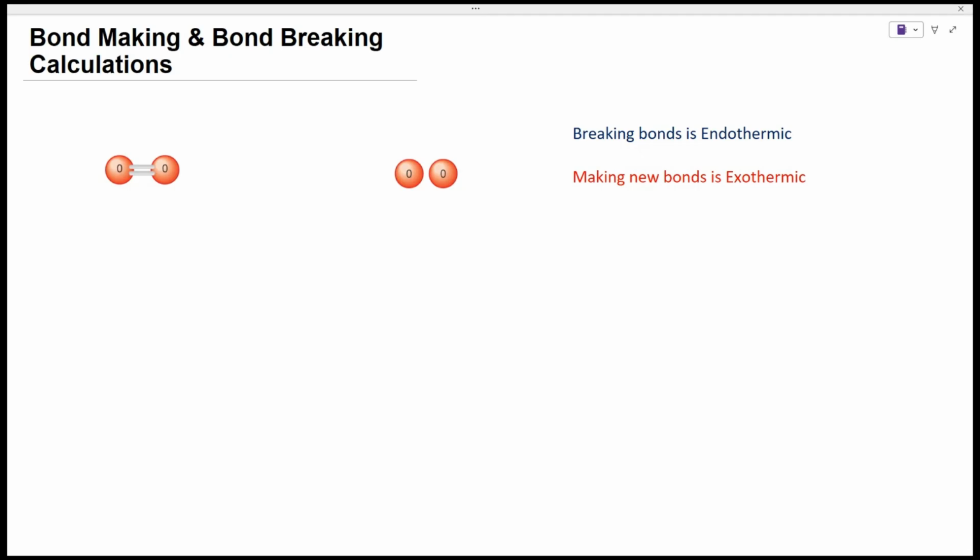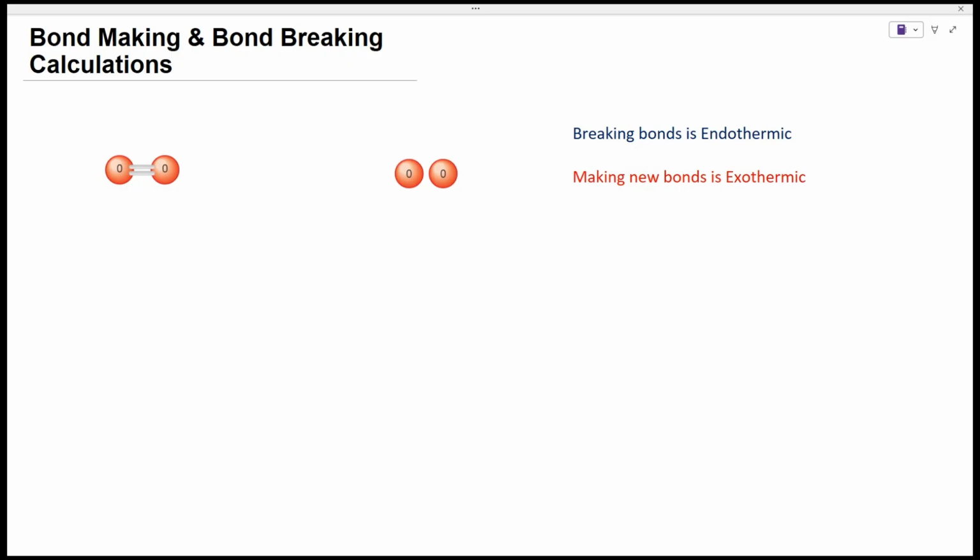This is looking at the actual calculation to calculate whether a reaction is exothermic or endothermic, and it involves using the numbers provided in the exam that will allow you to see the energy needed to break a bond. Now, before we do that, we're going to just do a little bit of background about bond breaking and bond making and why the numbers are positive and negative and what that means.